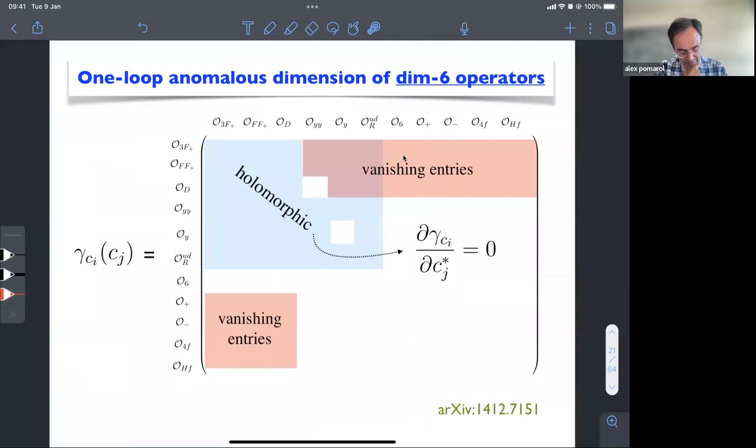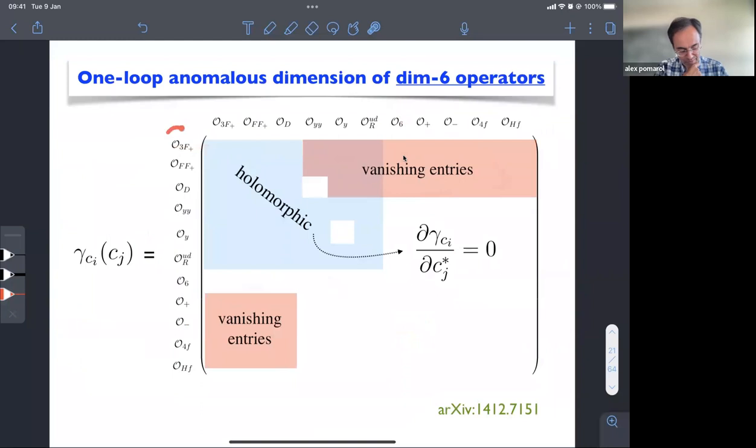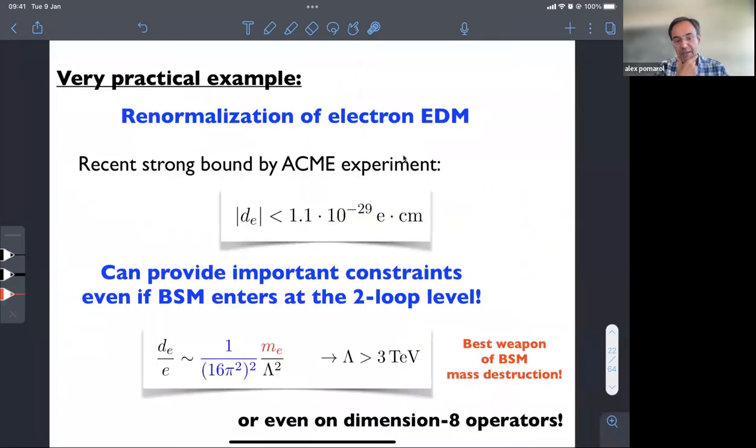Well, let me skip this. This is how many zeros were found. So for example, this operator could not mix with this, and this operator could not mix with this, because the anomalous dimension was zero. So there was no mixing through the anomalous dimension between this operator and another of these operators. But it happened in many cases. I'll concentrate here on a case that is important also for phenomenology as a motivation.